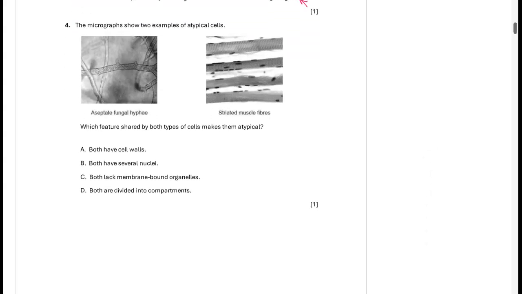Here we're looking at micrographs of 2 atypical cells, the aseptate fungal hyphae and the striated muscle fiber cells, both very large multinucleate cells. So which feature shared by both types of cells makes them atypical? And so there what we're looking for is that both have several nuclei. So those are 2 of the examples of cells which don't quite match the 3 parts of the cell theory.